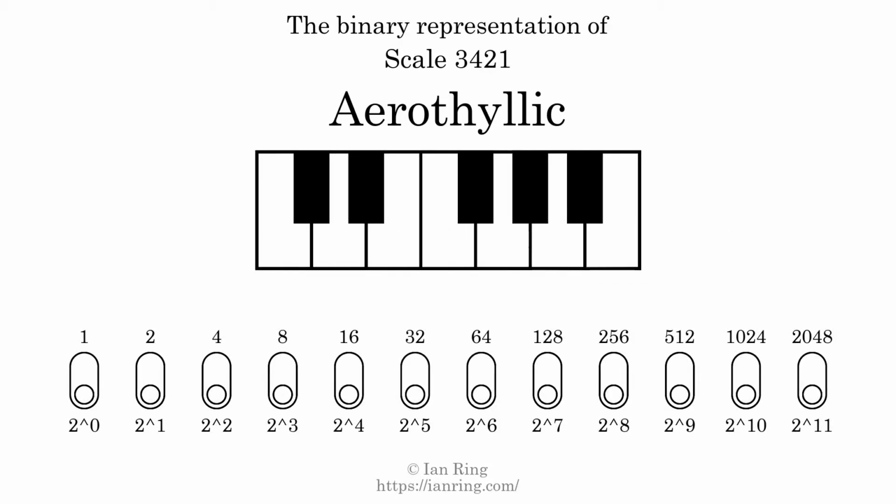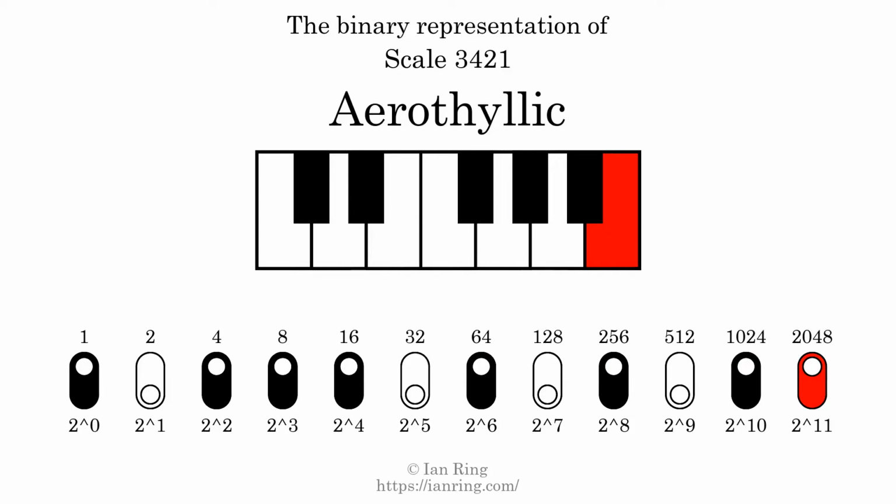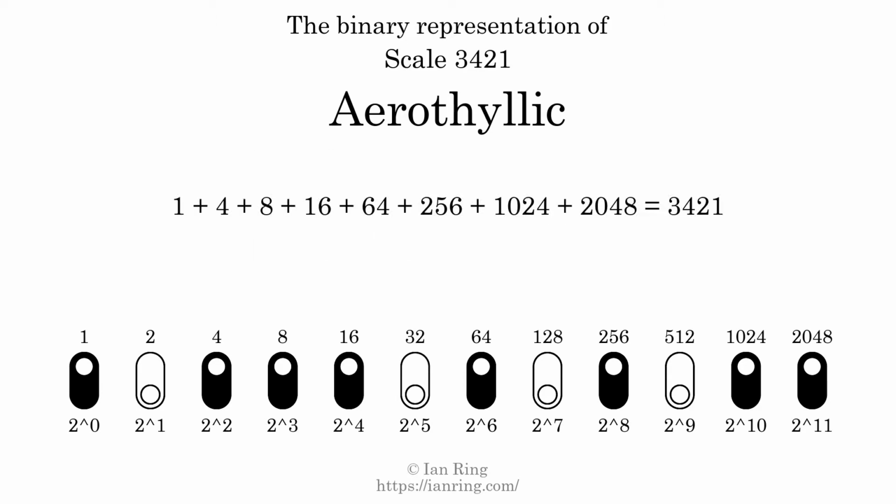The binary representation of this scale is determined by mapping tones of the scale to binary digits. Each binary digit represents a power of 2. To get the scale number, we add the powers of 2 together. The powers of 2 that are present in the scale, all added together, equals 3421. That is why the scale number, in decimal, is 3421.